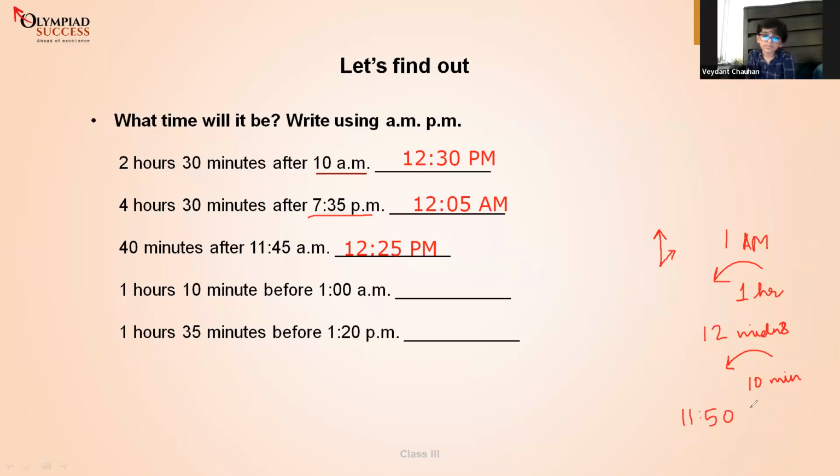11:50 p.m. Yes, definitely, because here it was 1 a.m. and now you moved to 12 midnight, and the timing before 12 midnight would be PM. So this will be 11:50, okay? Not 12:50, beta, 11:50, okay? Now just go to the next question. Try the next one.